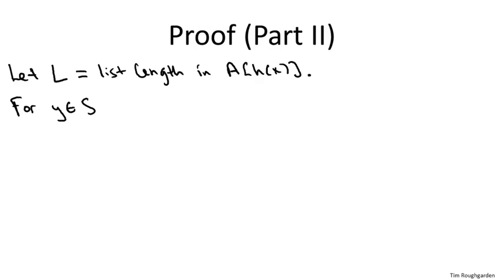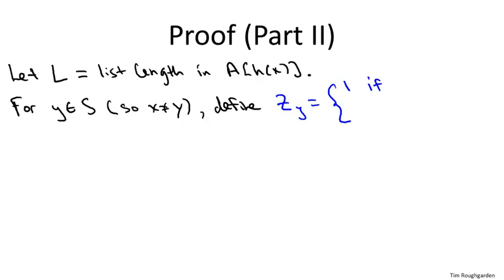Now remember, this is an unsuccessful search. X is not in the data set, capital S. So if y is in the data set, x and y are necessarily different. And we will define each random variable Z sub y as follows. We'll define it as 1 if y collides with x under h, and 0 otherwise.